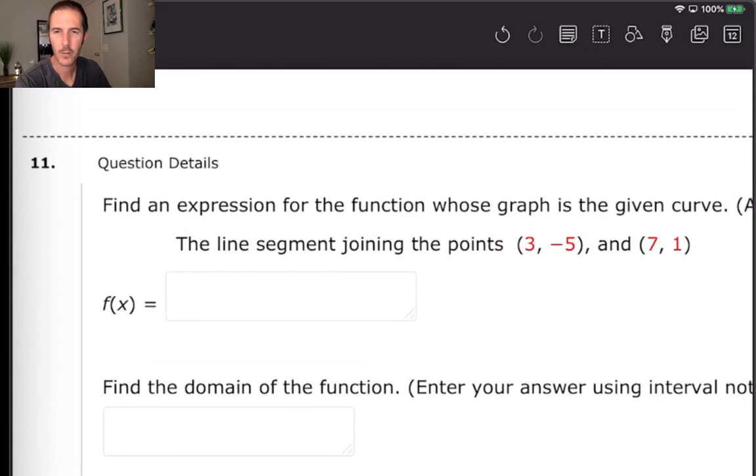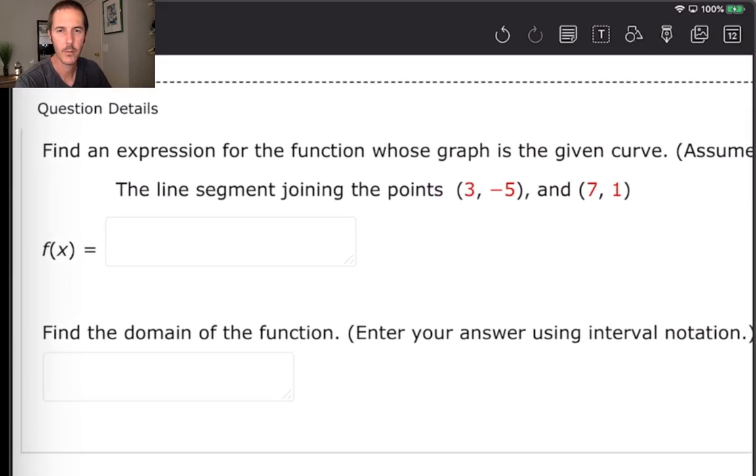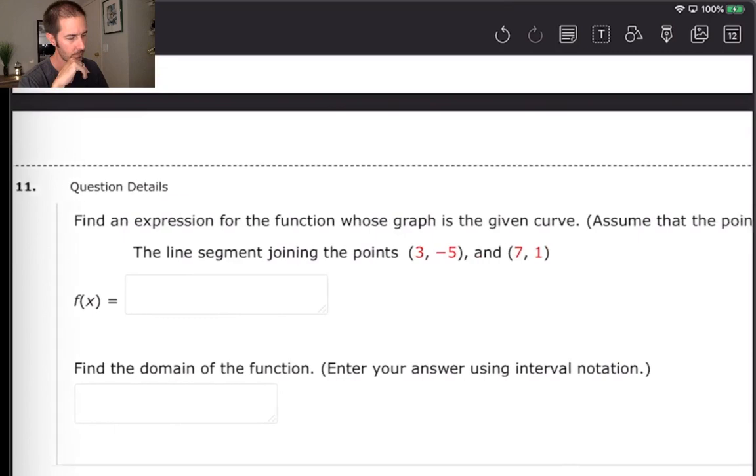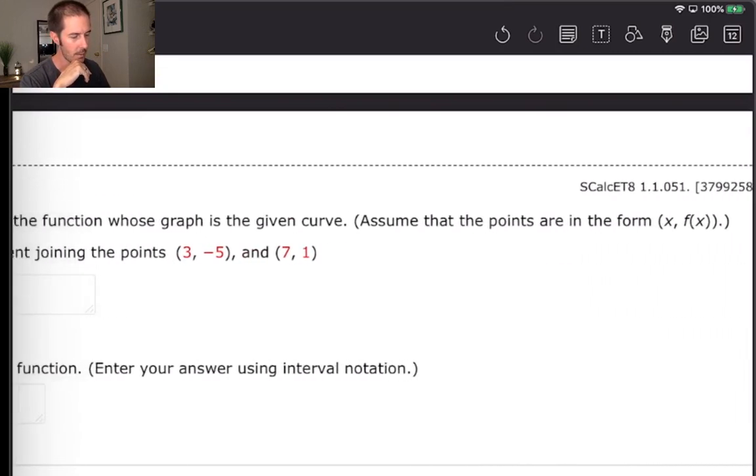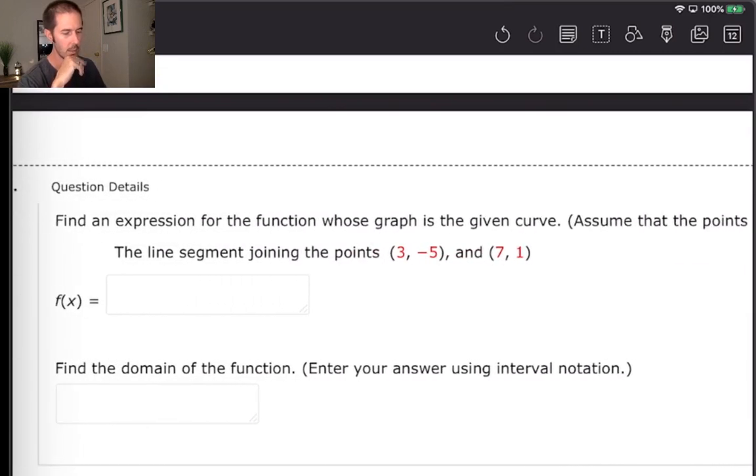Question number 11, find an expression for the function whose graph is the given curve. Assume that the points are in the form (x, f(x)), the line segment joining those points. If I can draw a diagram, and I'm telling you, I draw pretty lousy diagrams, which is why I have to label them as well as possible, because they're not super accurate. But I would try to sketch this thing. I've got to go over 3 units. That vertical axis doesn't really need to be there. Come on, pen. There we go.